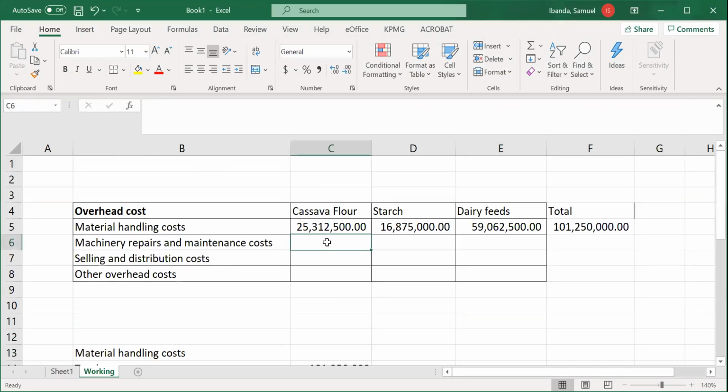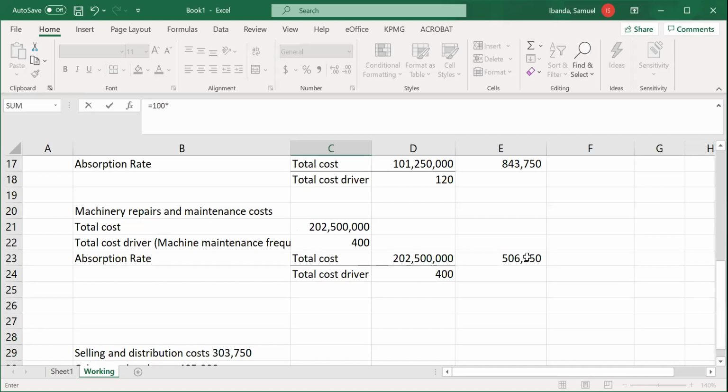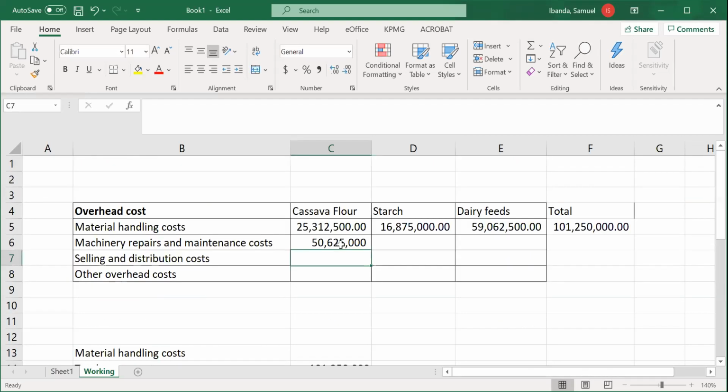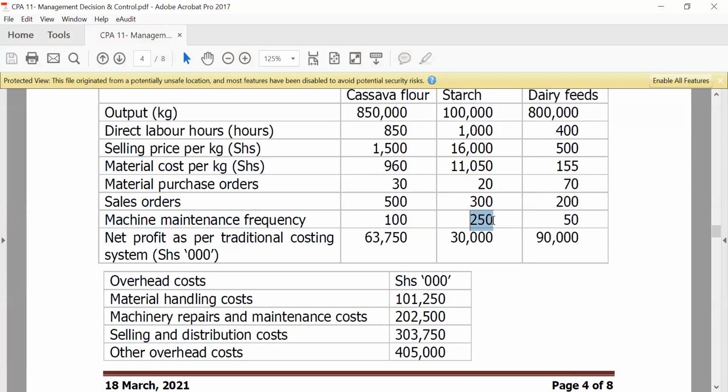So I'll just do 100. Since I'm using Excel, I'll just link this. So it's basically, you get 50,625, something like that. That's what I have. And then I'll do the same thing for starch. When you come back here, you have 250. So I'll get 250 and multiply it with still the same value I've gotten.